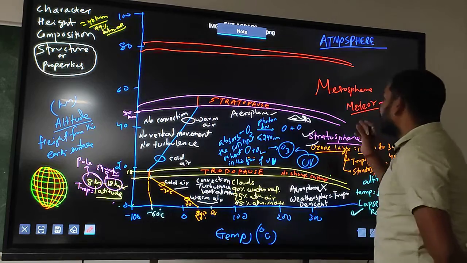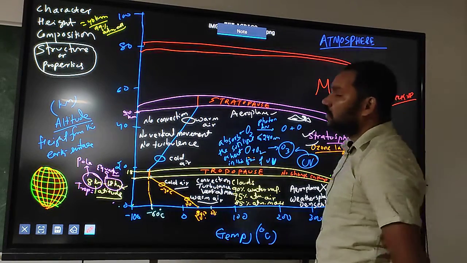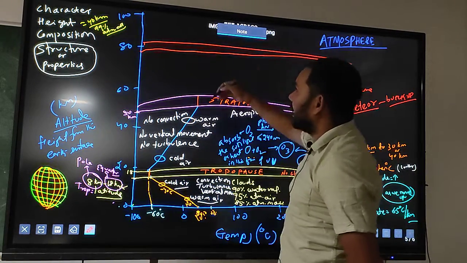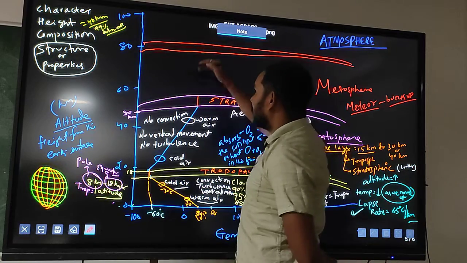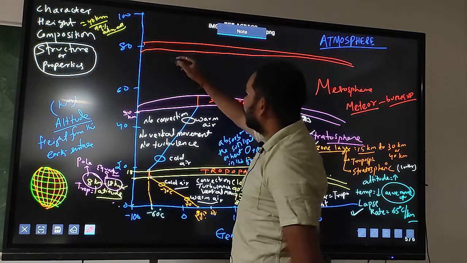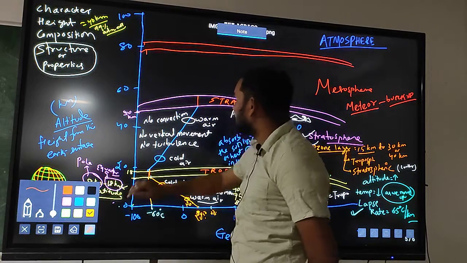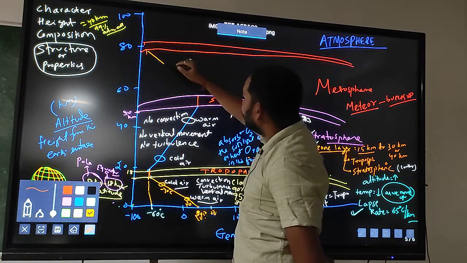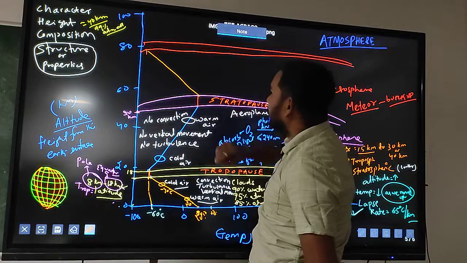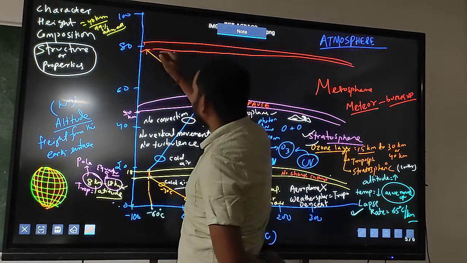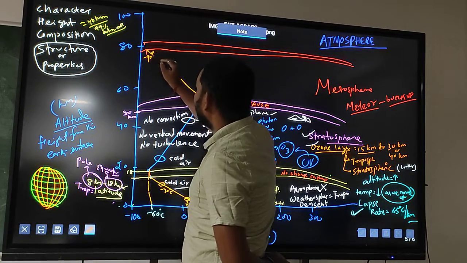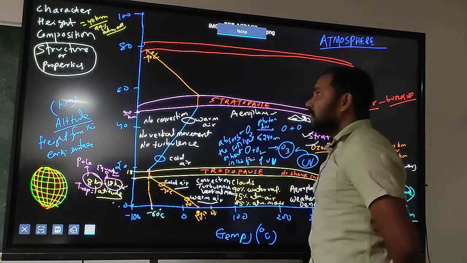Now in the mesosphere, as we move towards more altitude, what will happen? Now the temperature will decrease. Within this zone, the temperature will decrease up to minus 90 degrees centigrade. Okay.